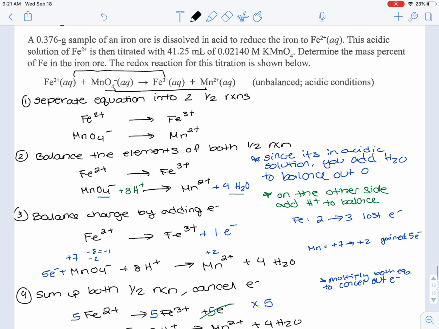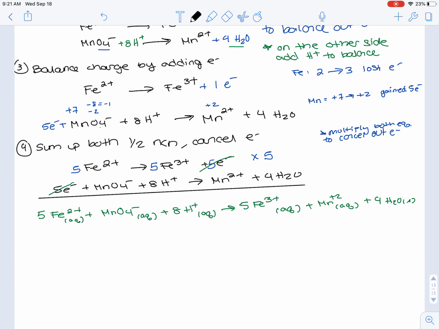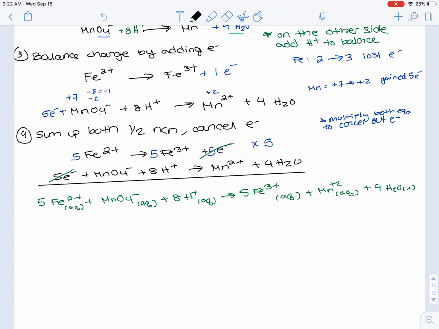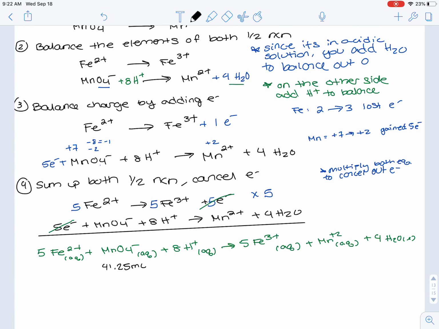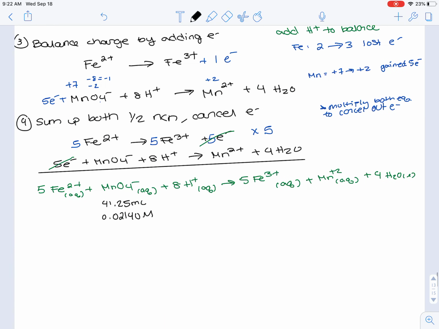So let's just get a little bit organized here. I have 41.25 milliliters of 0.02140 molar KMnO4. KMnO4 splits up into K+ and MnO4-. Since it's a 1-to-1 ratio, we can assume that the 41.25 milliliters with that molarity is also for just the ionic form. So I'm going to write 41.25 milliliters here and 0.02140 molar here. My total mass is 0.376 grams.